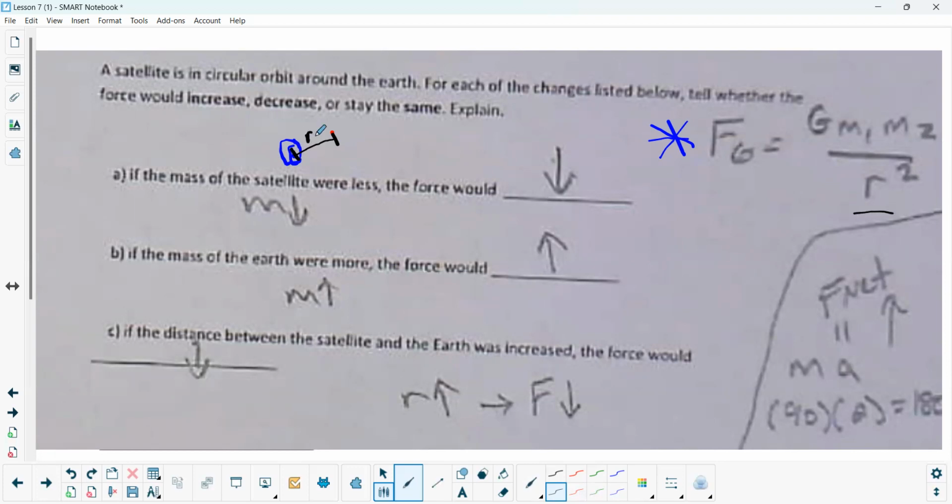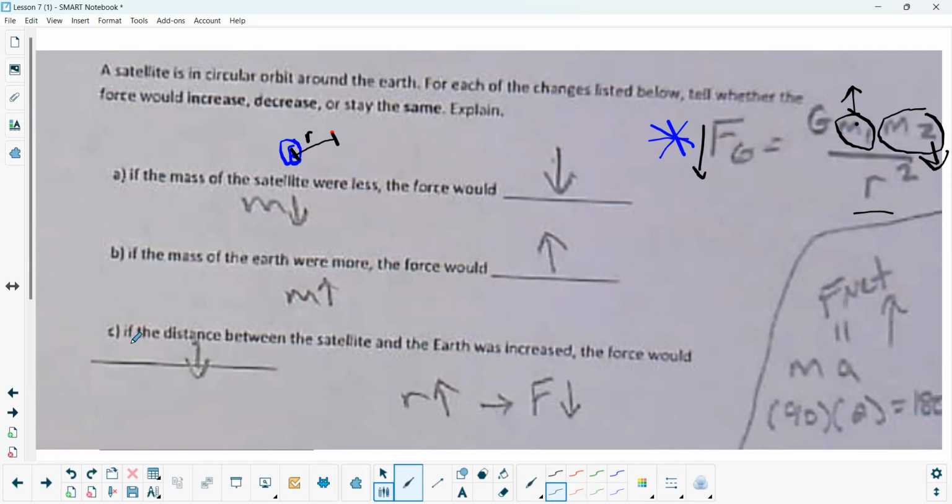Each one has a mass, and it says if the mass of the satellite were less, the force would what? It doesn't matter what you call m1 and m2, but let's say m2 is the satellite. If that gets smaller, if you look at that equation mathematically, the gravity is going to get smaller. So less mass means less gravitational force. The second one says if the mass of the Earth were more, so maybe m1 was the mass of the Earth. If this value increased and everything else stayed the same, that would make the force of gravity get bigger. So that's the A and B.